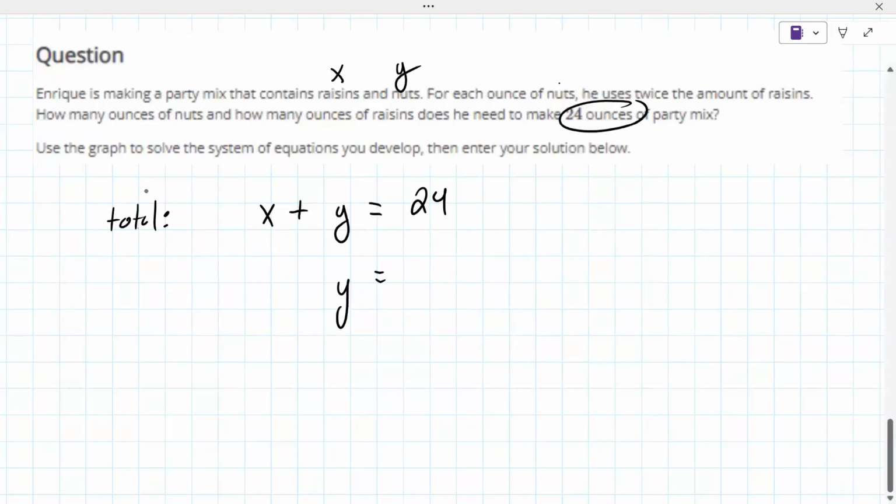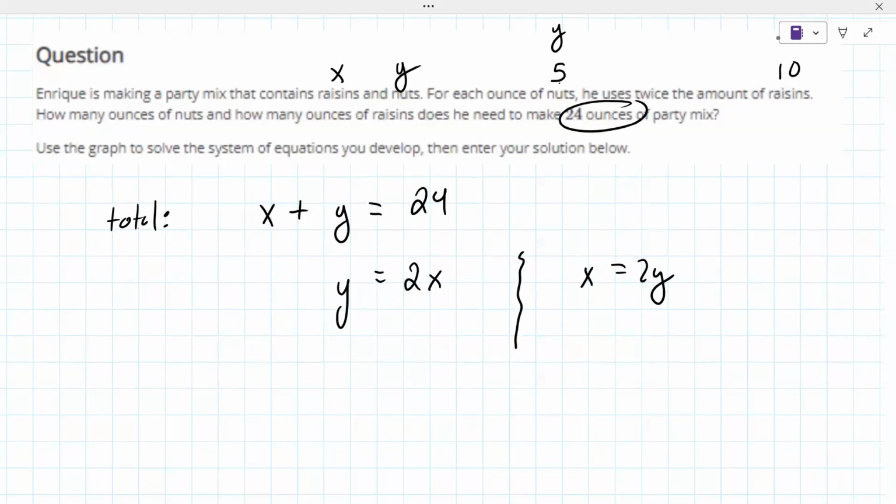Now, for each ounce of nuts, so nuts is twice the amount of raisins. I'm sorry, that is not correct. This one reads weird. So let's just say he has 5 ounces of nuts. He has 10 ounces of raisins. Does that read to you correctly? So it's either y equals 2x or x equals 2y.